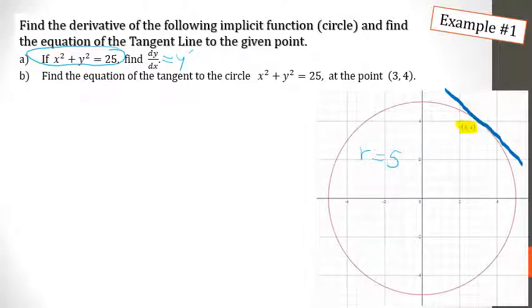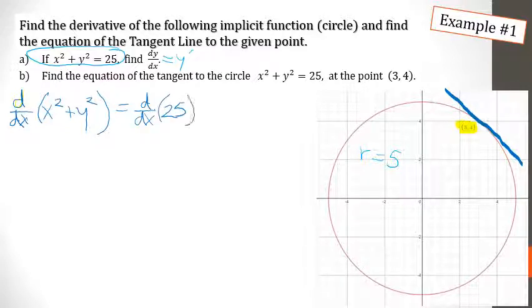In order to find the equation of the tangent line, we need to find the slope of the tangent line, which is the derivative. So we need to find the derivative with respect to x of this entire thing. That will equal the derivative with respect to x of 25. And when we're doing this, we treat it like normal unless it's a y term.